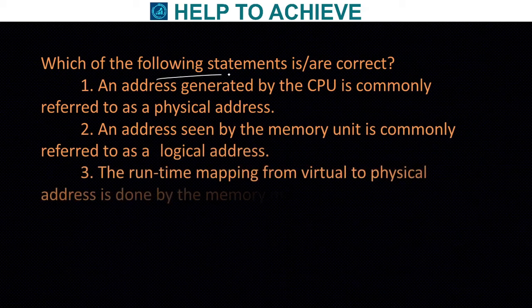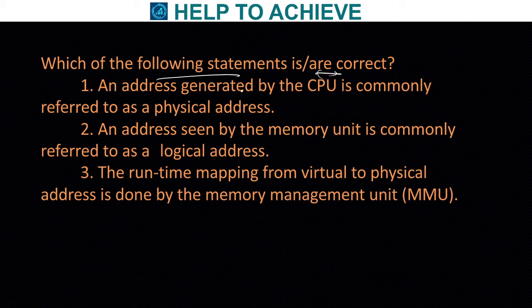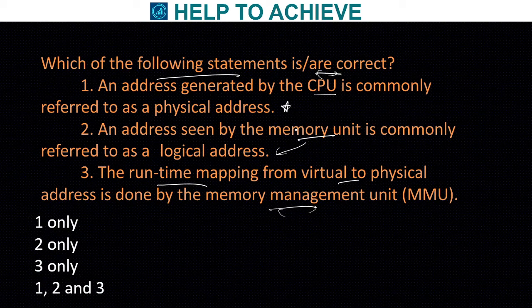Which of the following statements are correct? An address generated by a CPU is commonly referred to as a physical address. An address seen by the memory unit is commonly referred to as a logical address, and the runtime mapping from the virtual to physical address is done by the MMU. The CPU sees a physical address, whereas the MMU does a translation of the logical address to the physical address.